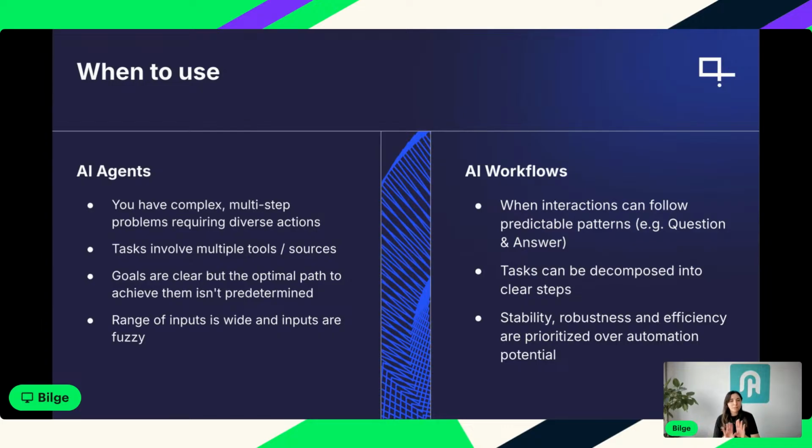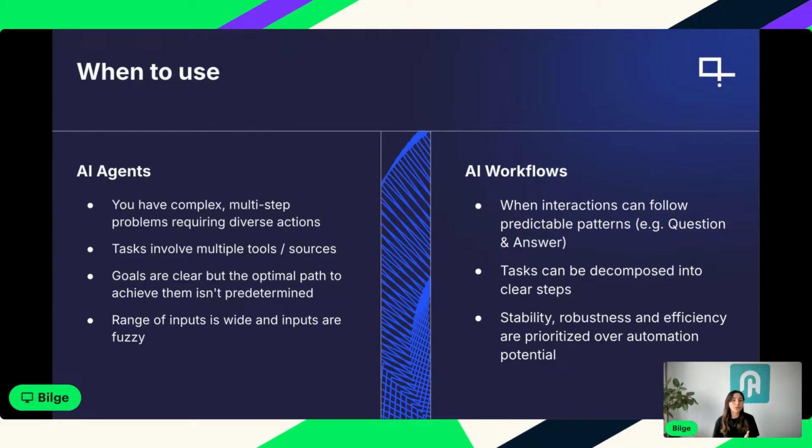So if you put them side by side, AI agents make sense to use if you have complex multi-step problems requiring diverse actions, or if you need multiple tools or resources to resolve your use case. Maybe your goals are clear, but the path to that goal is not predetermined, so you don't know exactly what to do.